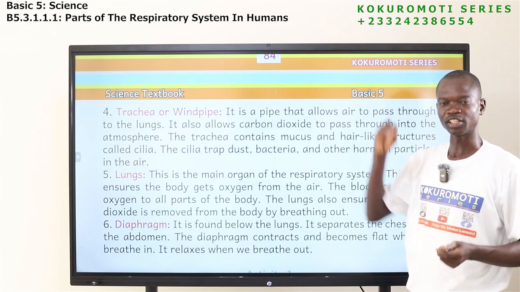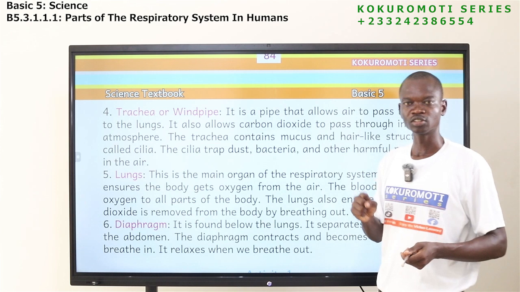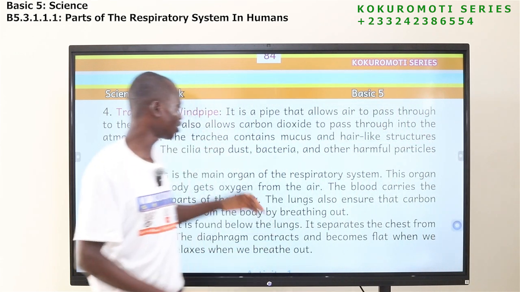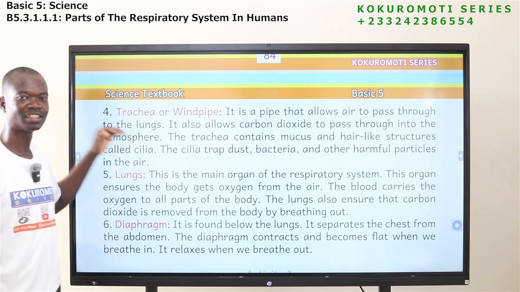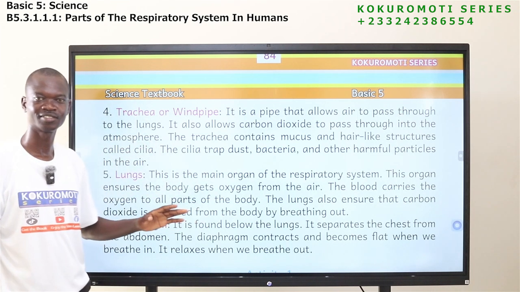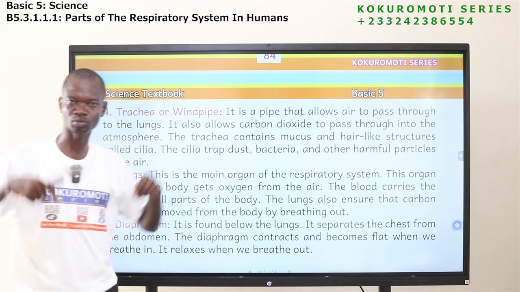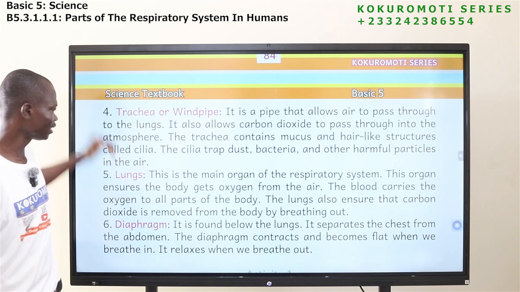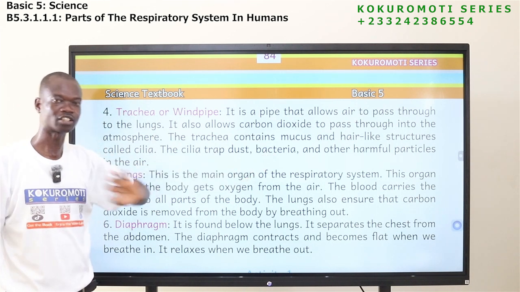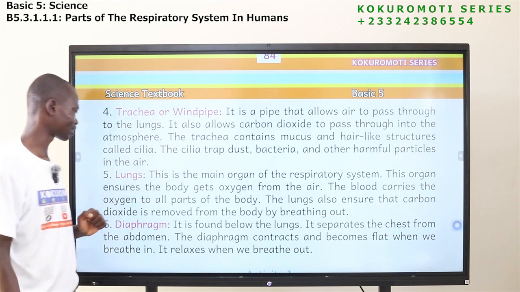The cilia ensures that all the particles that were not able to be removed by the hair in our nose, when you get here, the cilia will trap you, will make sure you will not move again. So not only dust, bacteria, and any harmful particles that will affect the body, the cilia ensures that those harmful particles are trapped, are prevented from going to the lungs.